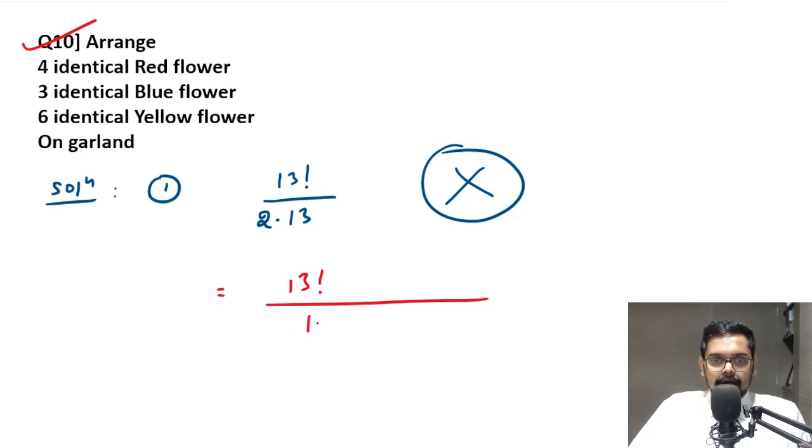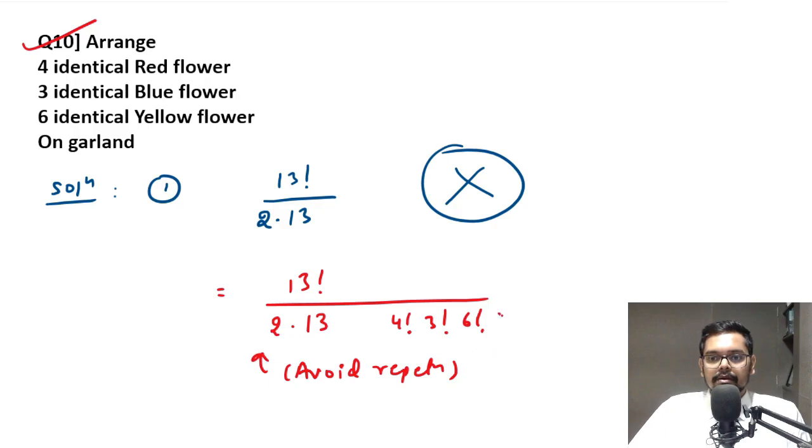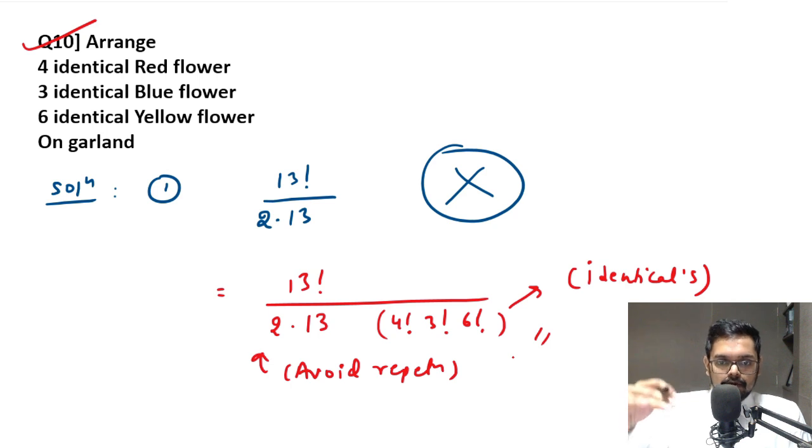So 13 factorial by 13, and 2 will come to avoid the repetition. And then you also have to divide by 4 factorial, 3 factorial, 6 factorial. This is because identicals are there. So that is the final answer. What is the final answer? 13 factorial by 2 into 13 into 4 factorial into 3 factorial into 6 factorial. That is the final answer.